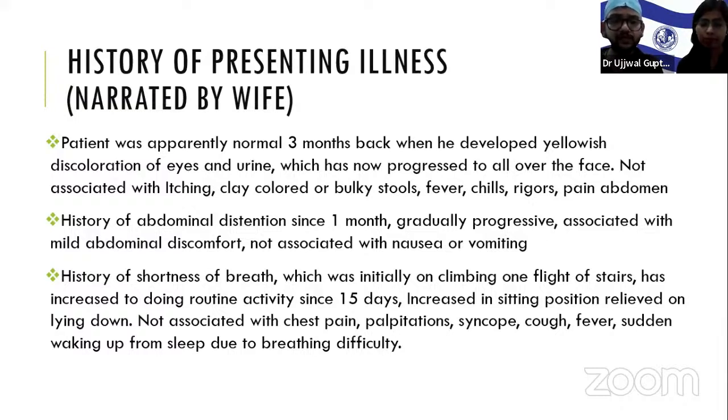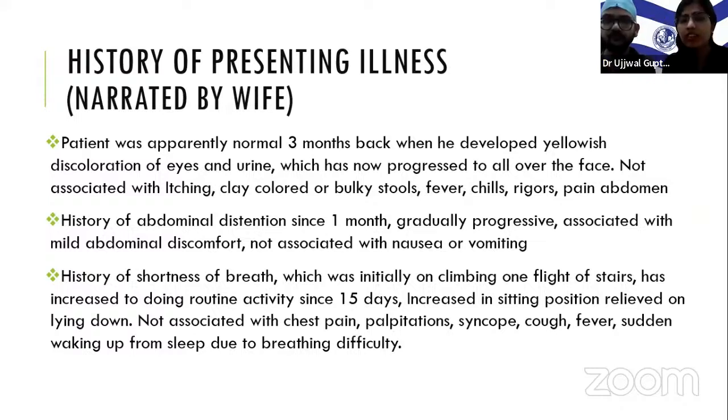With shortness of breath, because our patient does not have chest pain, palpitation, or any history of syncope, we can rule out the cardiovascular causes of shortness of breath. Absence of cough and fever rules out pulmonary causes, and no waking up from sleep due to breathing difficulty rules out paroxysmal nocturnal dyspnea. Okay, you have mentioned something. The dyspnea is increased in the sitting position and relieved on lying down. What is the significance of this history?